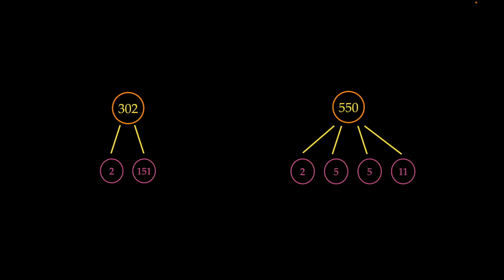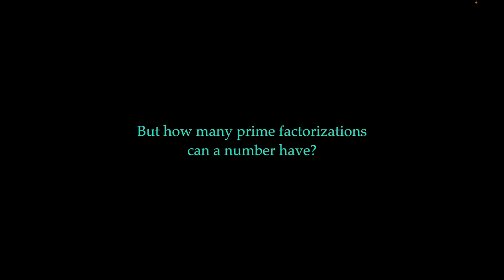302 can be expressed as the product of the two prime numbers 2 and 151, and 550, for example, can be expressed as the product of 2 times 5 times 5 times 11. But how many prime factorizations can a number actually have?